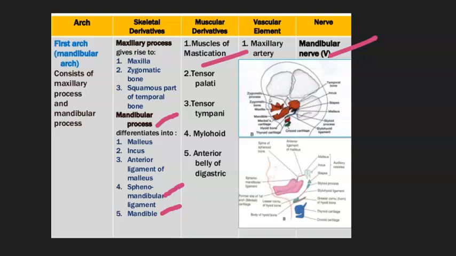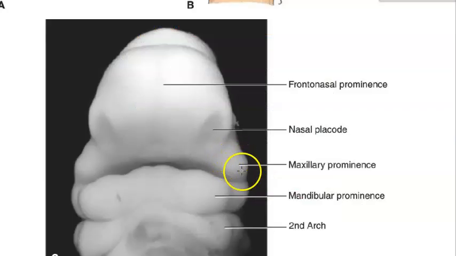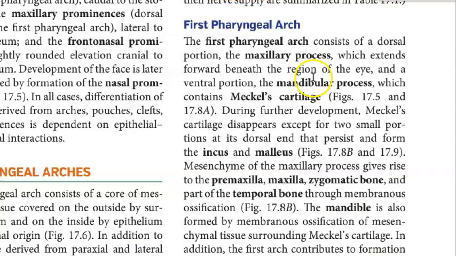Muscles you will get what? Muscles of mastication, anterior belly of digastric, mylohyoid, tensor tympani, tensor palatini. What is the blood vessel? Maxillary artery. Nerve is the mandibular nerve. Okay, this is from the first arch. So basically they are saying the maxillary and the mandibular things you will get, correct? From the first arch. Meckel's cartilage, what is that? I don't want to go into all this, you can read it if you want.